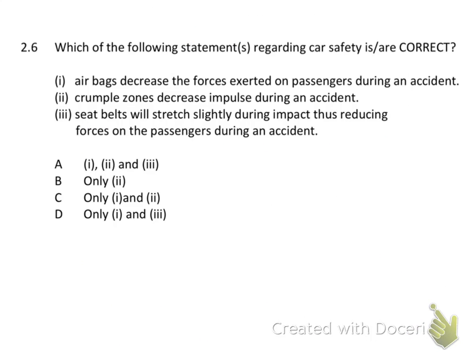All right, 3 statements regarding car safety. Whenever you're considering forces to do with car safety, we're thinking about impulse. And the impulse formula is F delta T equals M delta V. M delta V, of course, is your change in momentum. Now, for any car crash, that change in momentum is constant. So your impulse must be a constant amount.